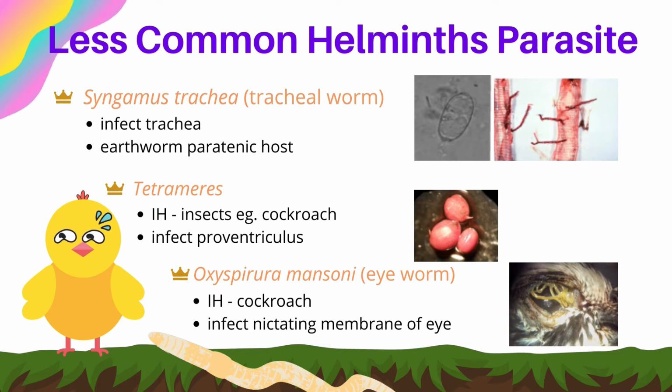Syngamus trachea, which infects the trachea with a paratenic host of an earthworm. Tetrameres, which infects the proventriculus with insects as an intermediate host. And lastly, Oxyspirura mansoni, which has an intermediate host of cockroach. This helminth infects the nictitating membrane of the eye.